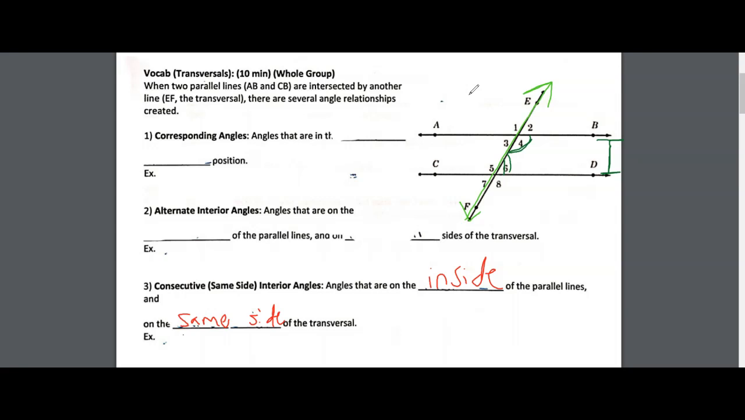Okay, so examples are angle 4 and angle 6. And then we can come up with two others. We can do angle 3 and angle 5. Those are both same side or consecutive interior angles. You can use whichever word you want. You can either say consecutive interior angles or you can say same side. You just need to know that consecutive and same side mean the same thing. Okay, on to the next page.